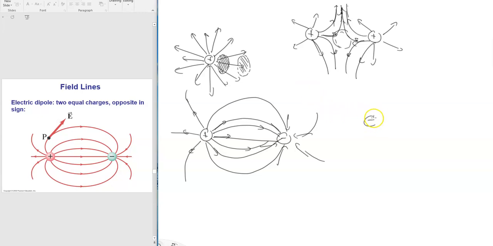How about two negative charges? How do you draw that? Go ahead and give it a try. You can pause the video and try it yourself. It's going to look like this. It's coming into the charge, so you're going to draw it like this, coming into the charge like this. In between there's a void, right, between the two charges.